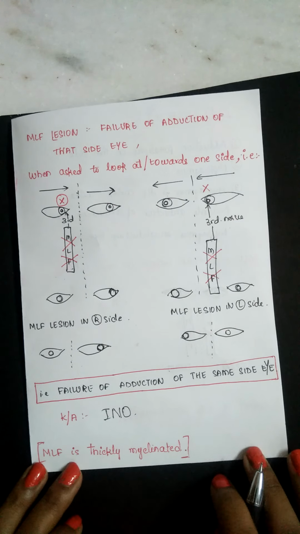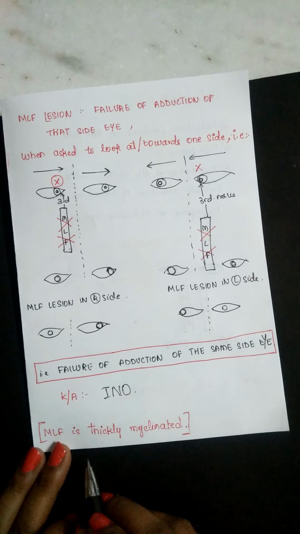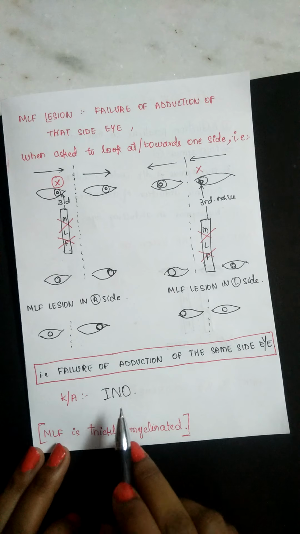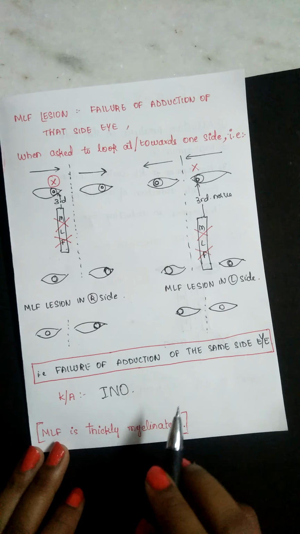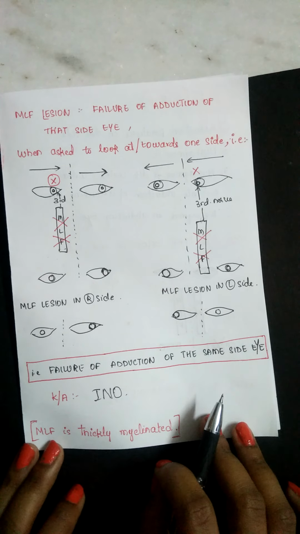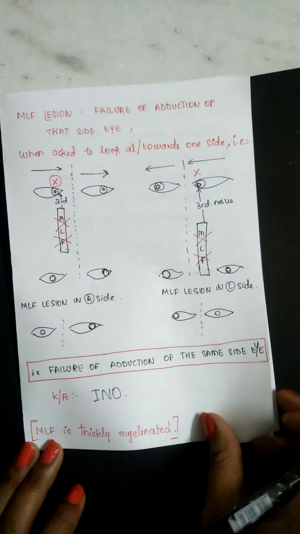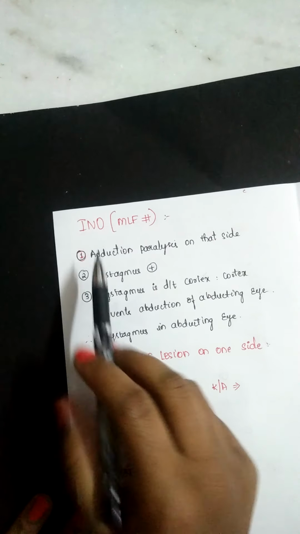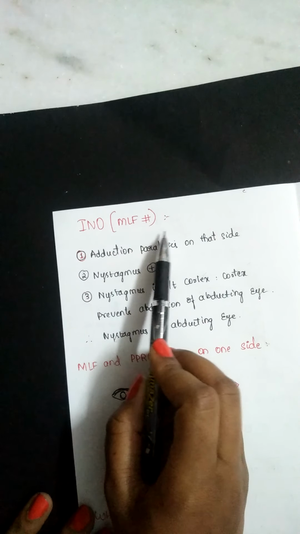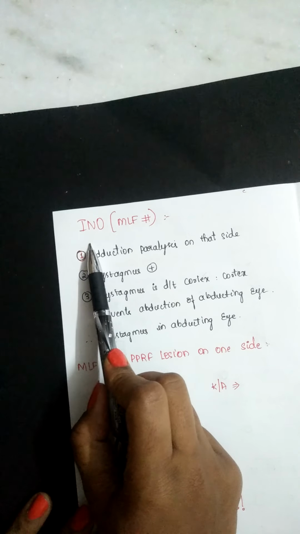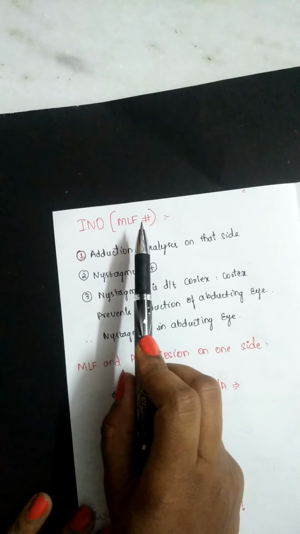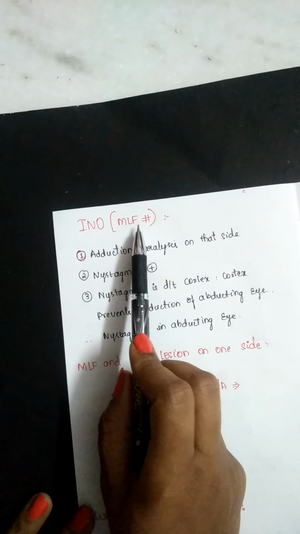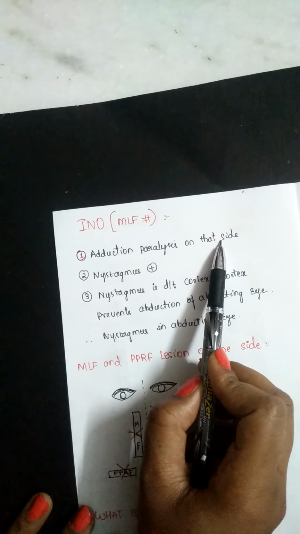You should also know a very important fact that MLF is thickly myelinated. Because of this, INO occurs most commonly in demyelinating disorders like multiple sclerosis. So when there is a lesion of the MLF, it results in INO. As you know, when a lesion of MLF occurs, the adduction on the same side is lost.